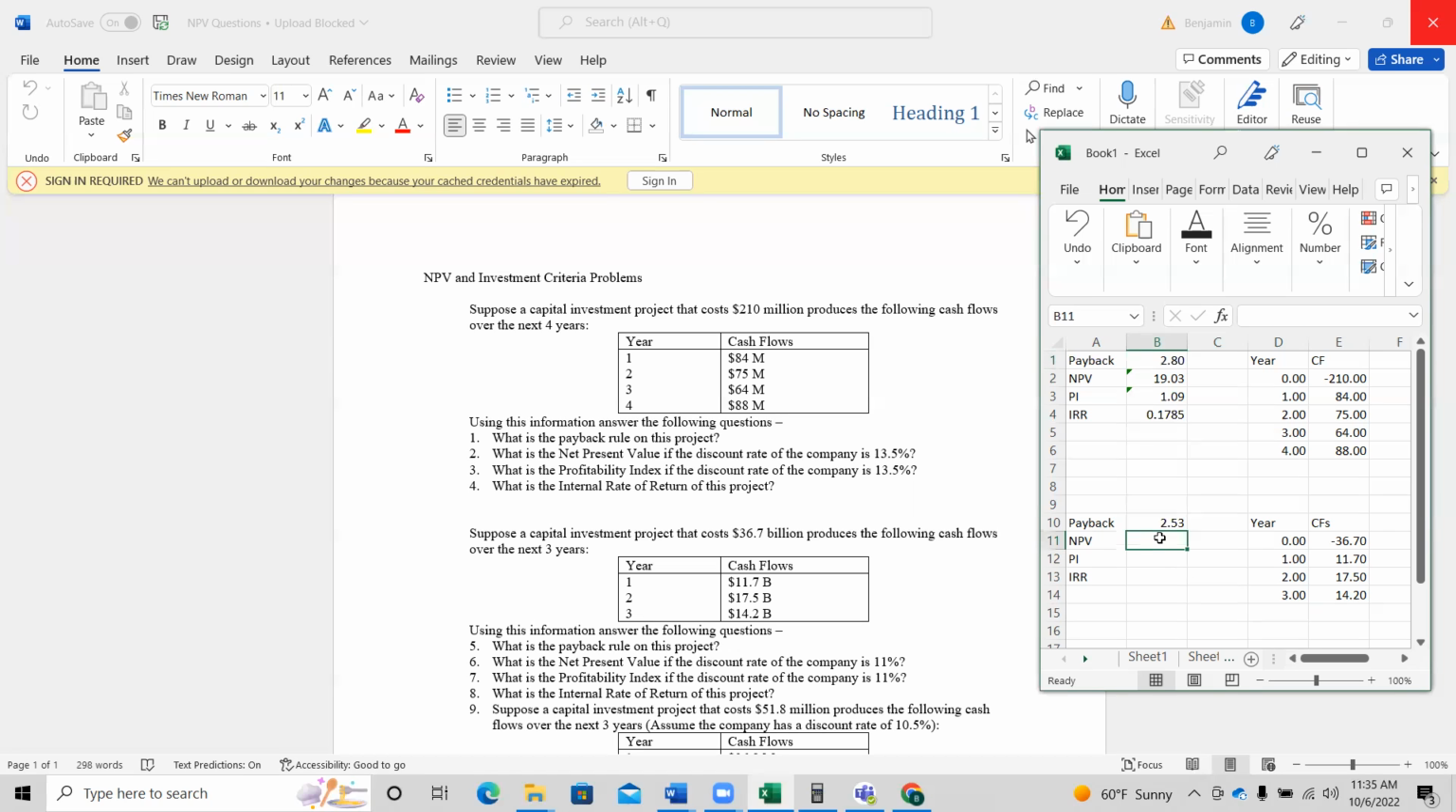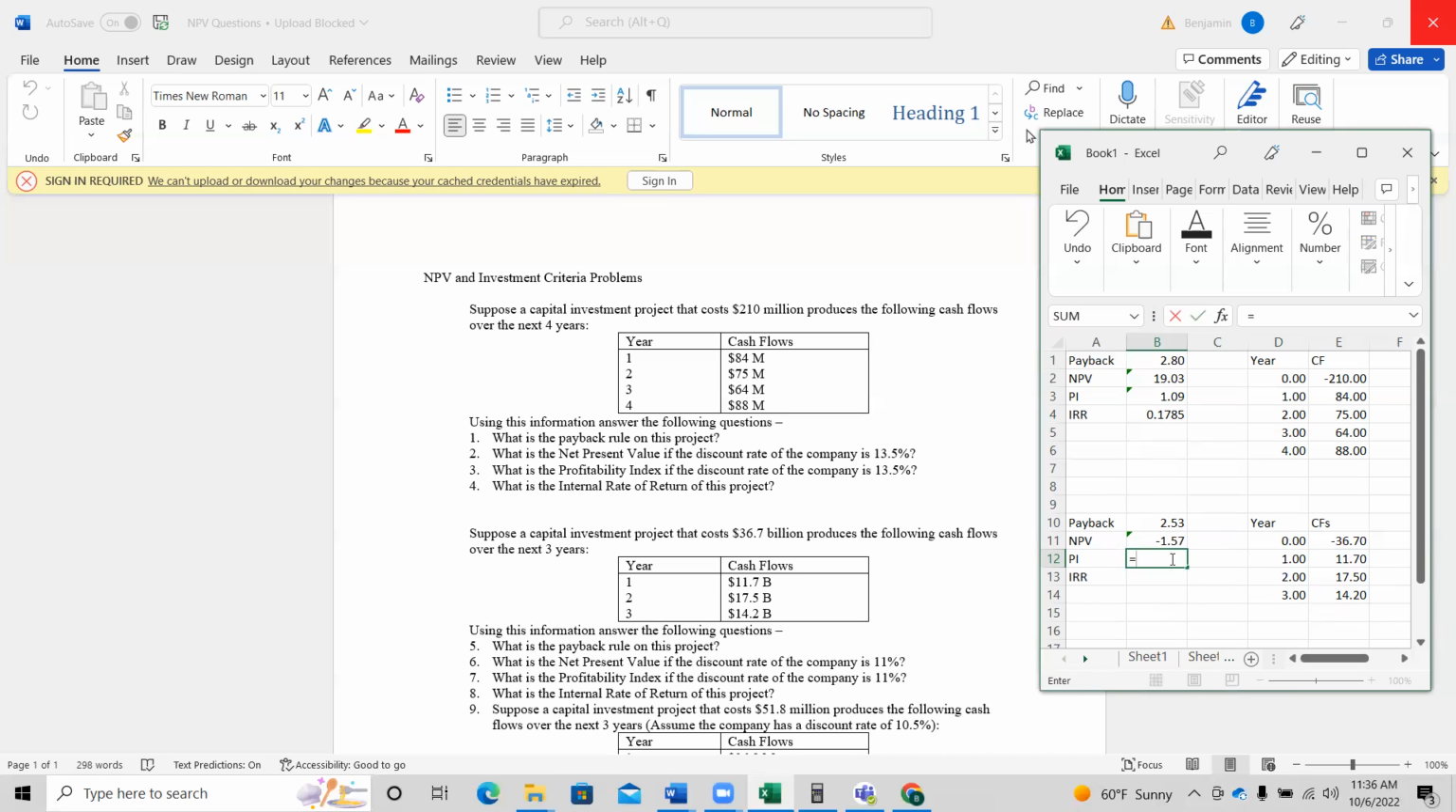All right, let's continue with this second project. Let's calculate the net present value. The discount rate here, I'm looking at number 6, the net present value if the discount rate is 11%. Enter 11%, and then highlight the future cash flows, and subtract off my initial cost, 36.7 billion. It looks like the net present value of this project is negative 1.57 billion. So while the payback method, comparing these first 2 projects, is shorter for the second project, it looks like this has a negative net present value.